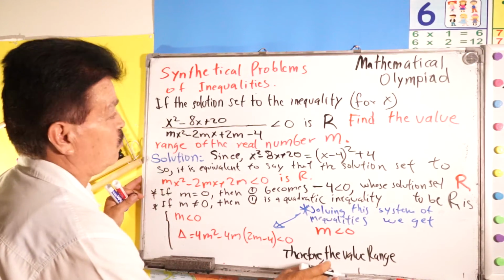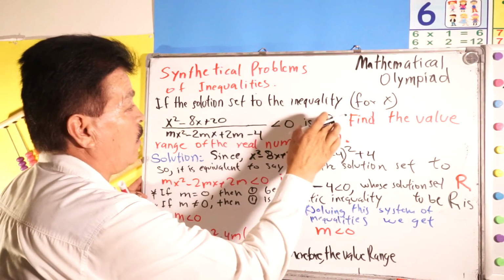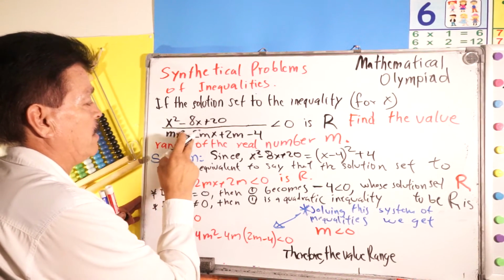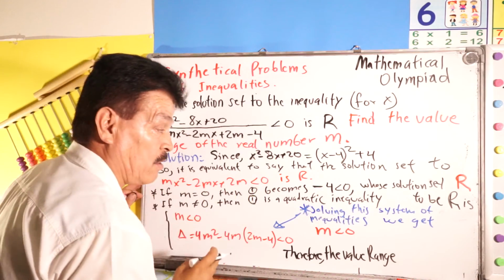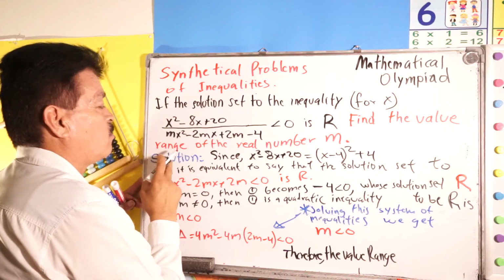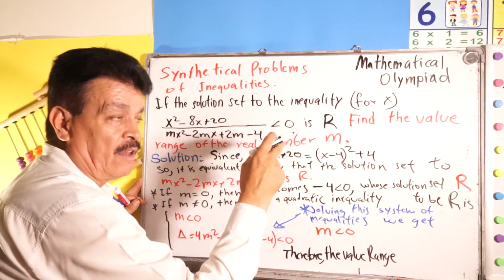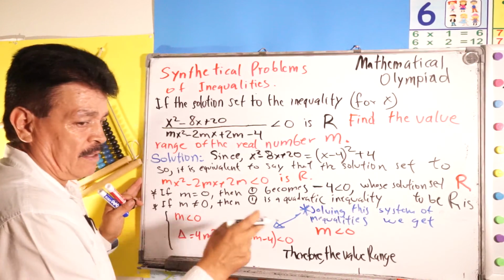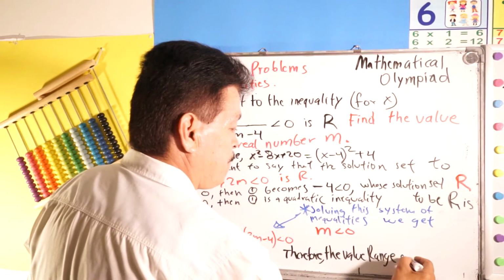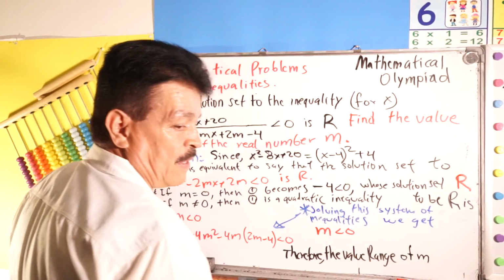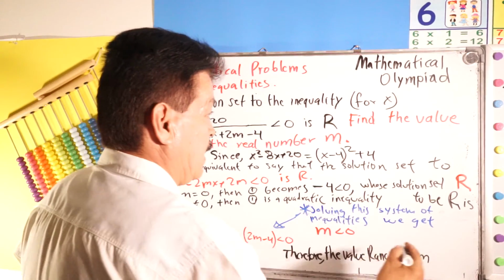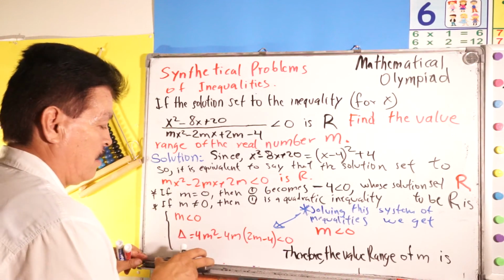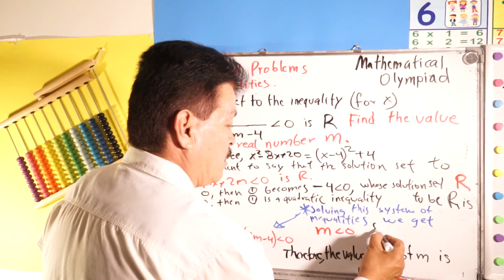This is the solution, but look at the solution. If the solution set to the inequality for x, (x² − 8x + 20)/(mx² − 2mx + 2m − 4) < 0, is R, find the value range of the real numbers m. I will write the answer right here.